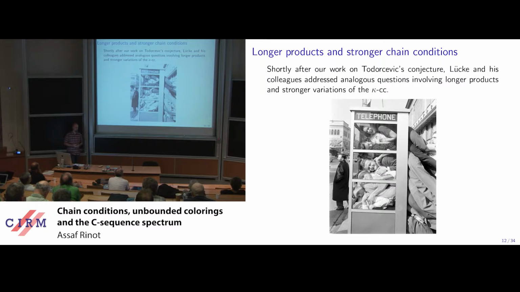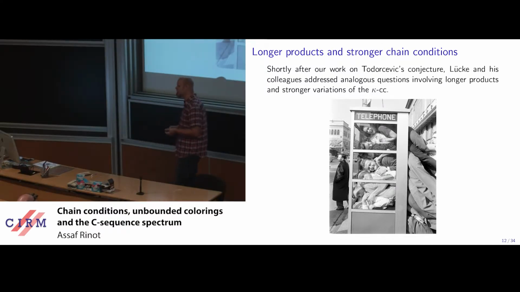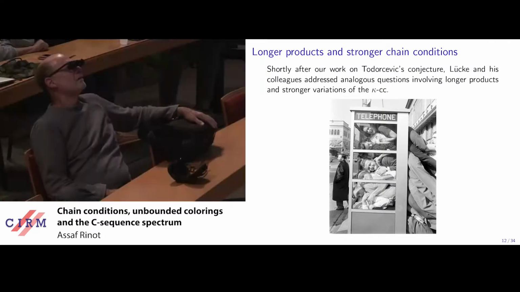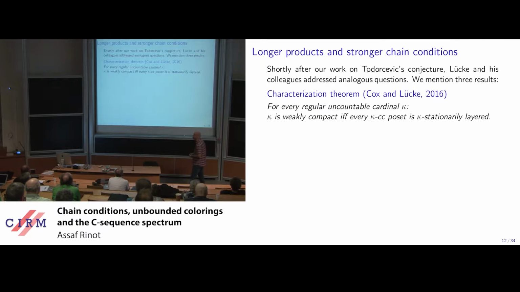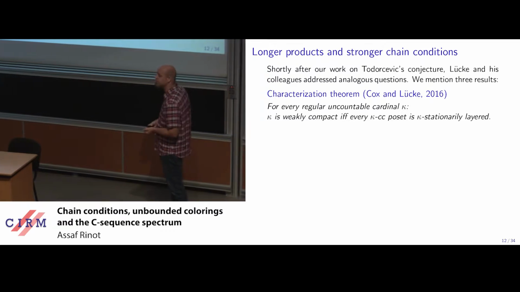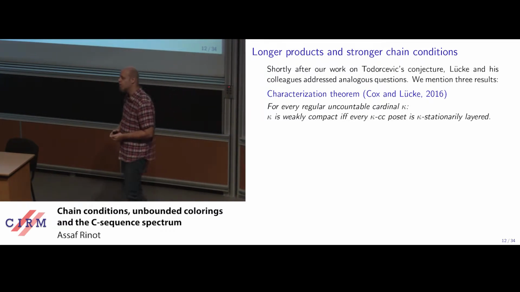But what happens if you are looking at longer products? I guess Philipp Lücke realized that we don't know how to answer Todorcevic's conjecture, so maybe we should look at other variations of the chain condition, not just kappa-CC, maybe kappa-Knaster or stationarily layered and such chain conditions. So he teamed up with various people, and I'm going to mention three results of Lücke and his colleagues. The first one is the characterization of weak compactness. They proved that for every regular uncountable cardinal kappa, kappa is weakly compact if and only if every kappa-CC poset is moreover kappa-stationarily layered. So this captures weak compactness.